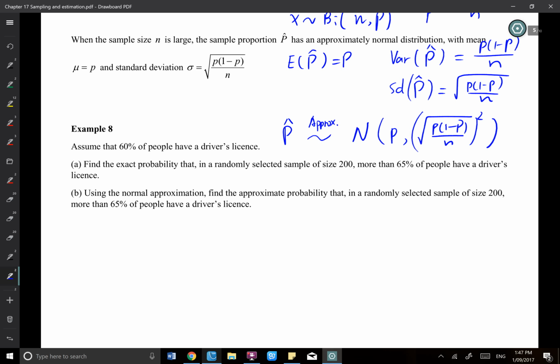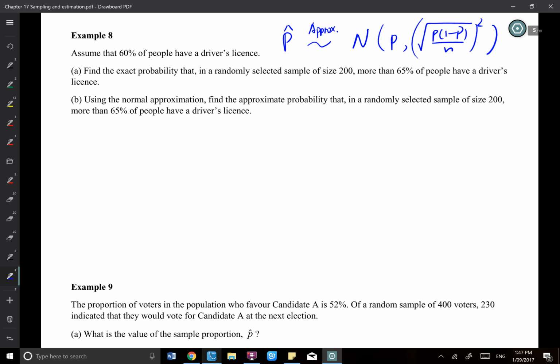Okay, let's show one example here. Assume that 60% of the people have a driver license. Find the exact probability that in a randomly selected sample of size 200, more than 65% of people have a driver license. 200 is very large. Think about before, we just selected 4, 10, 20. Now it's 200. If it's exact, I need to go binomial.